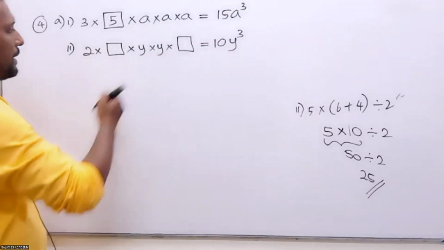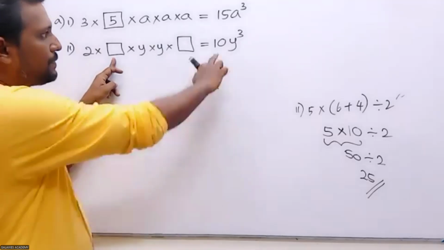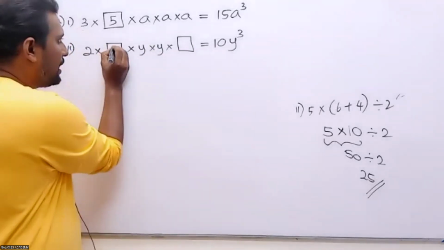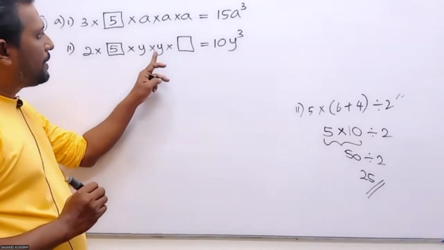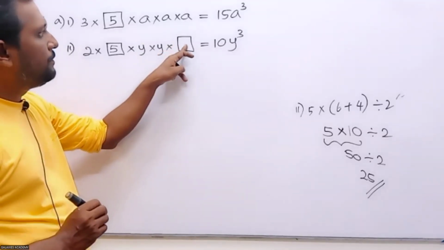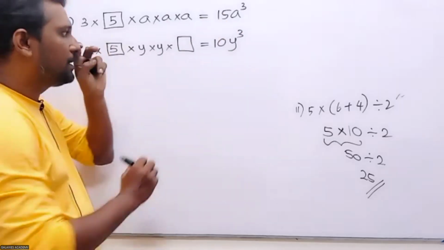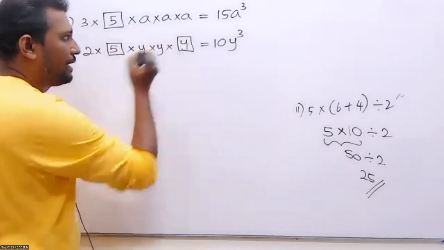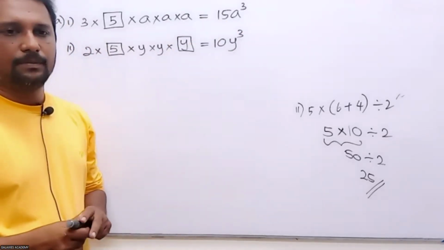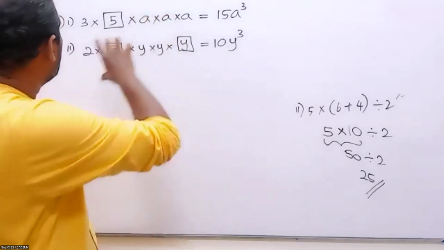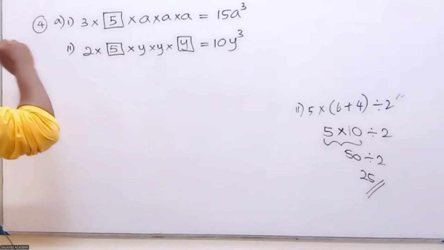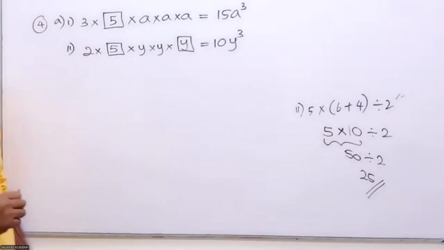Right. How you can write this one? 2 multiply which value is equal to 10? 2 multiply 5. Y multiply this one is equal to Y to the power 3. So this one should be Y. Right. They are the answers for Roman number 1 and 2 of simple A part.